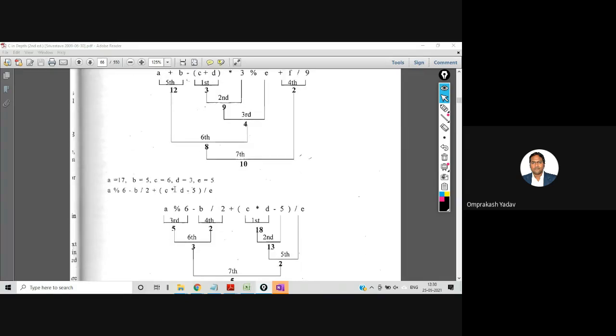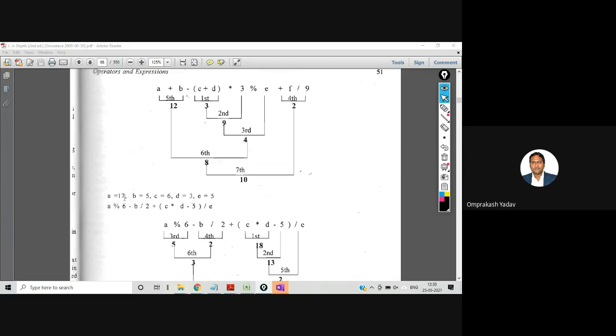Okay, so let's move to the next problem. Please write down this particular problem. A is equal to 17, B is equal to 5, C is equal to 6, D is equal to 3, E is equal to 5. Now exactly like the previous problem, here we are having the round bracket and then the arithmetic operation. So quickly solve this particular example and let me know the answer in the chat box. Let's see who will solve first.